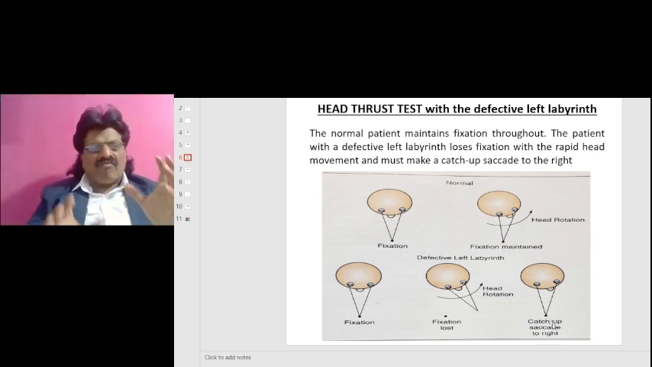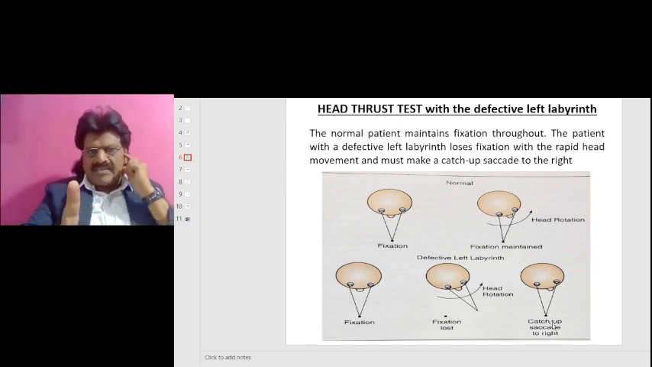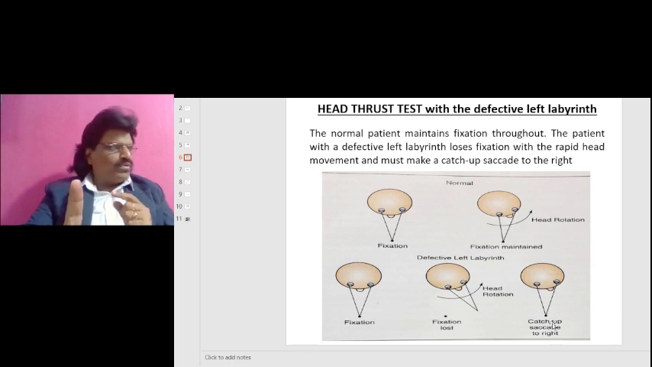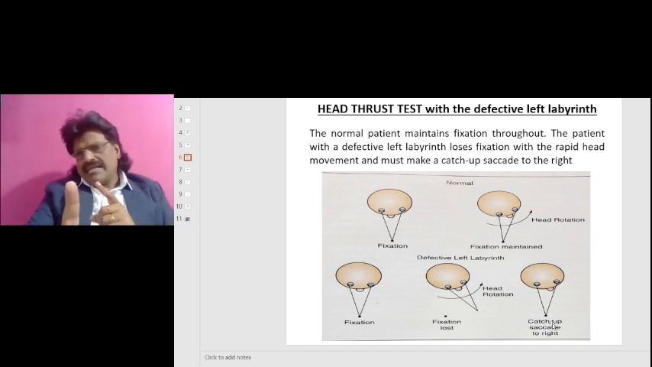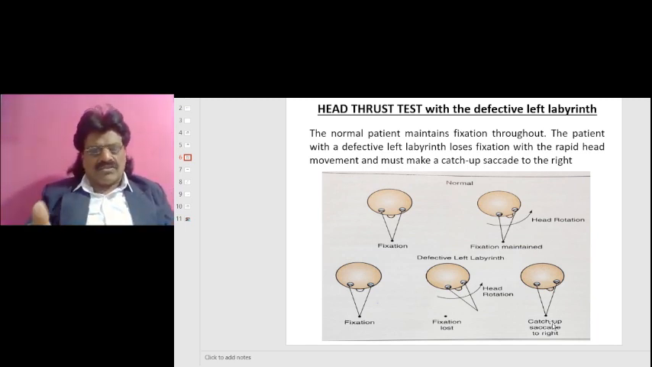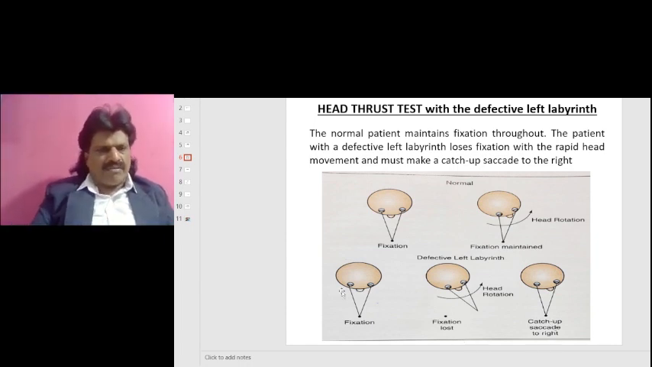So this is the wonderful head thrust test in this example with a defective left labyrinth. The normal patient maintains fixation throughout. The patient with the defective left labyrinth loses fixation, the eyes also move along with the head and with the rapid head movement, and the person must make a catch-up saccade to the right. So this is beautifully illustrated in this diagram. So this is the head thrust test with the defective left labyrinth.